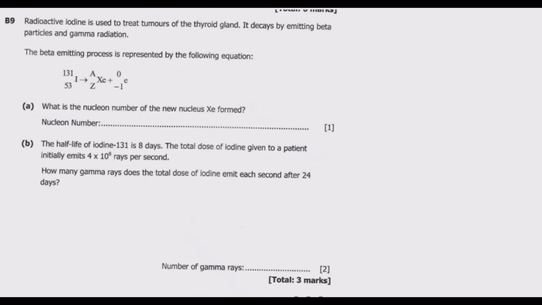Let us look at question B9, which is the last question from section B. Radioactive iodine is used to treat tumors of the thyroid gland. It decays by emitting beta particles and gamma radiation. The beta emitting process is represented by the following equation. What is the nucleon number of the new nucleus Z formed? So basically we are being required to find the nucleon number.